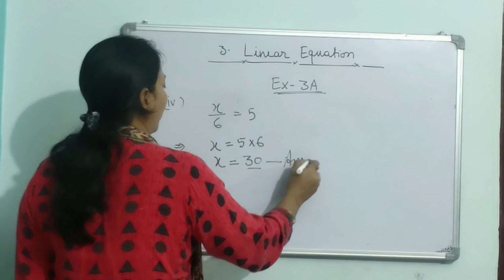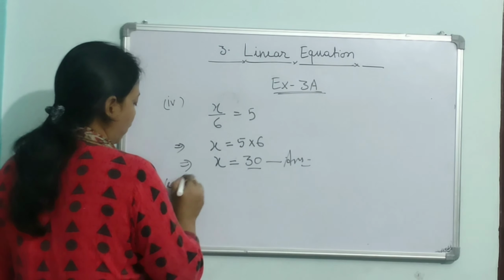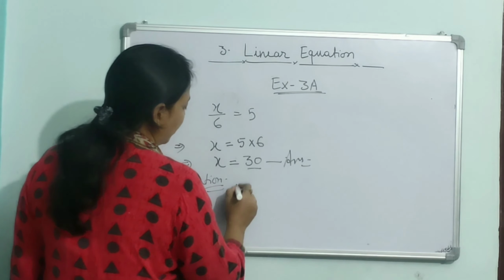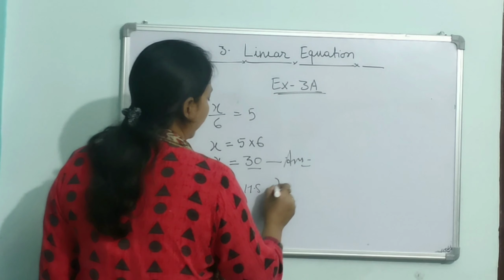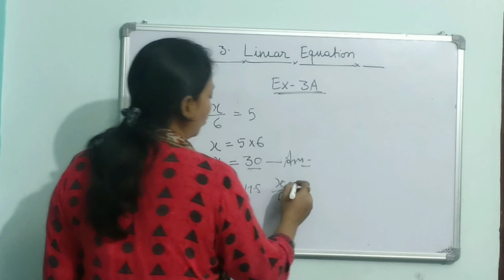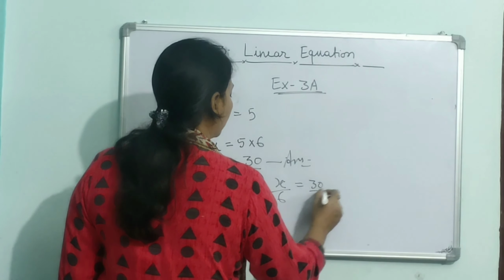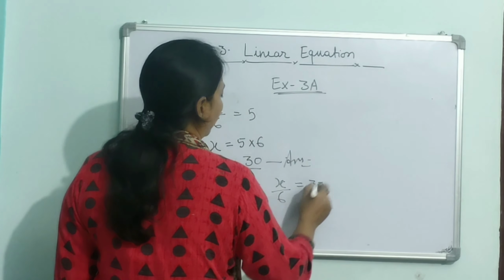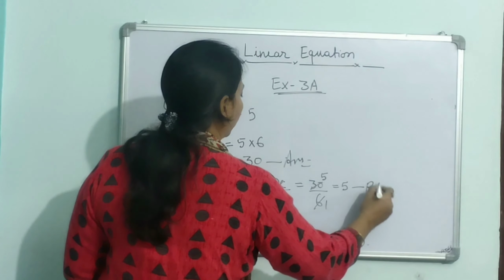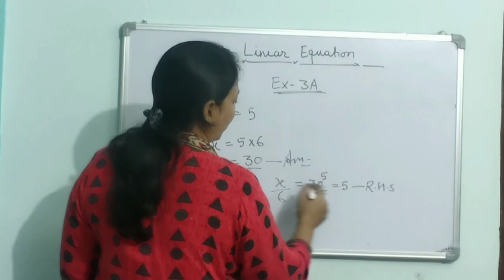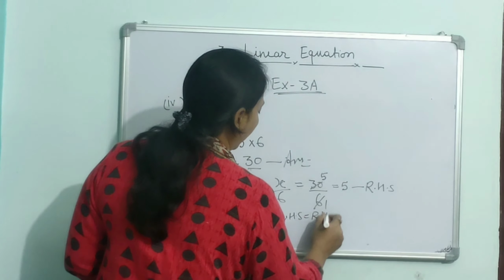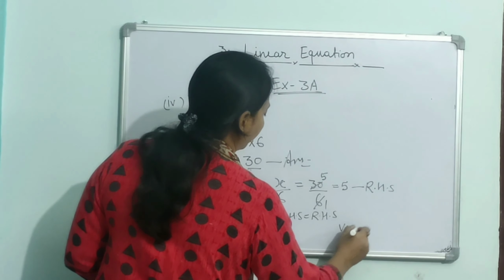And how to verify this? Verification, you note down the left hand side part. Left hand side value is x by 6, and what is the value of x here? What you have got? x is equal to 30. 30 by 6. 6 ones are 6, 6 fives are 30. So answer is 5, and this is your right hand side value. So left hand side is equal to right hand side, verified.